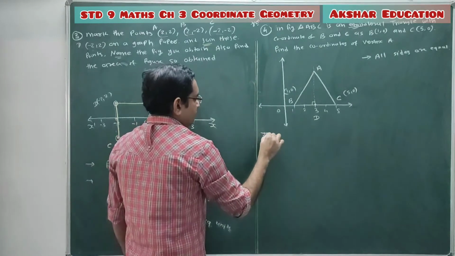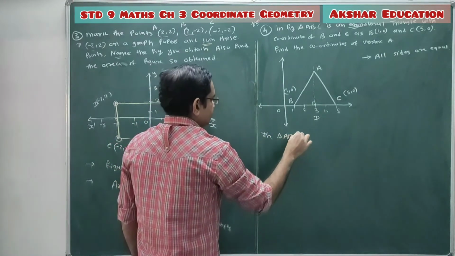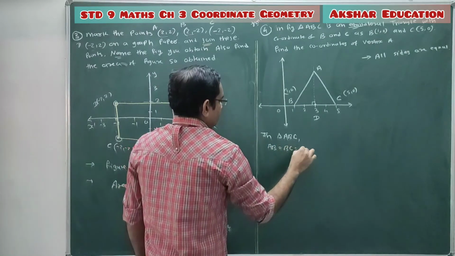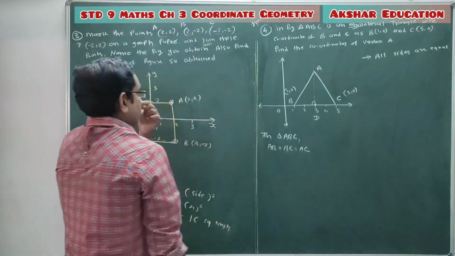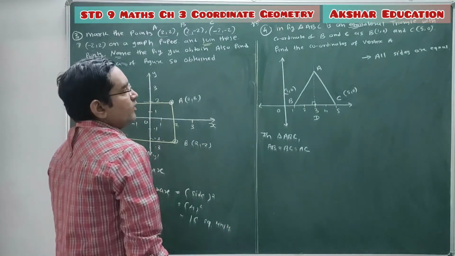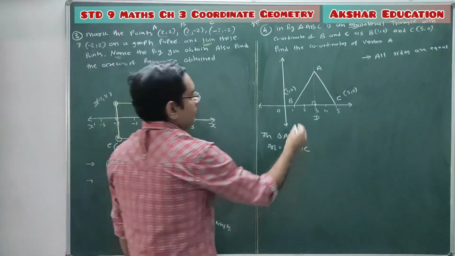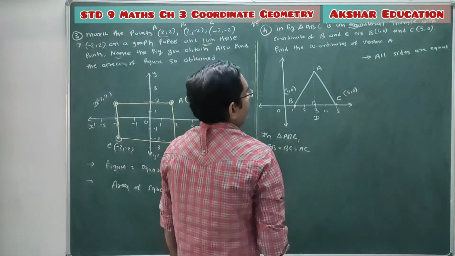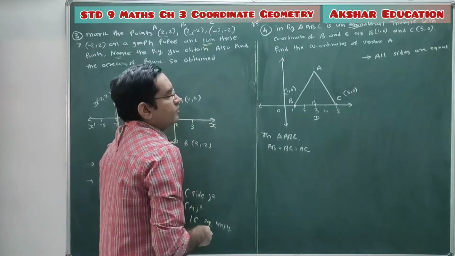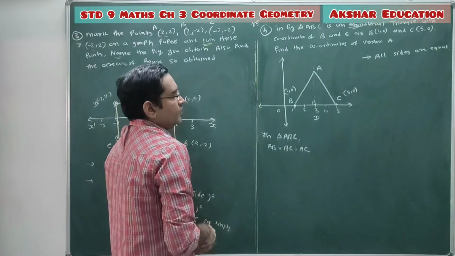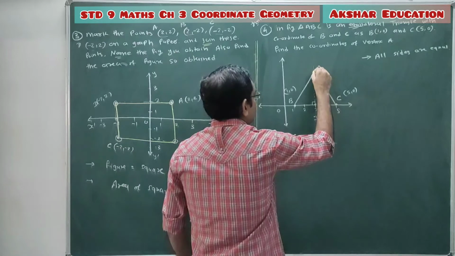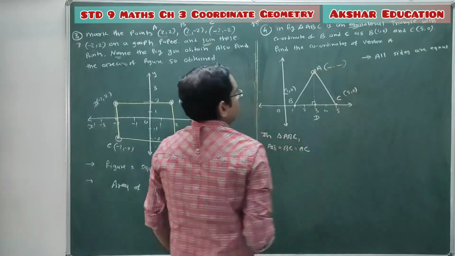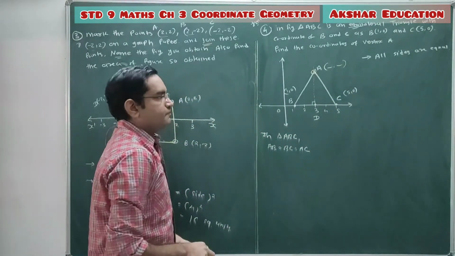So first, in triangle ABC, all sides are equal. So we can write AB equal to BC equal to AC. Now, the coordinates of point B are given, which is 1, 0, and the coordinates of C are 5, 0. You have to find the coordinates of the vertex A. This point, whose coordinates are unknown. Clear, students? This is our question.